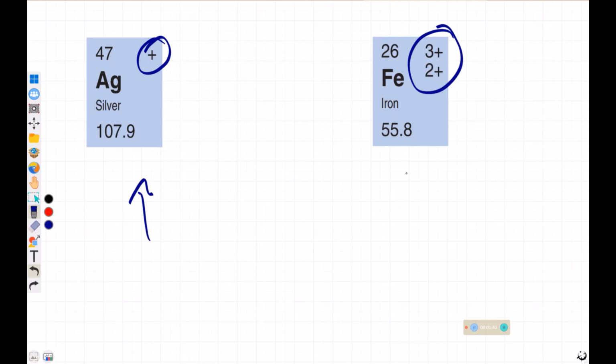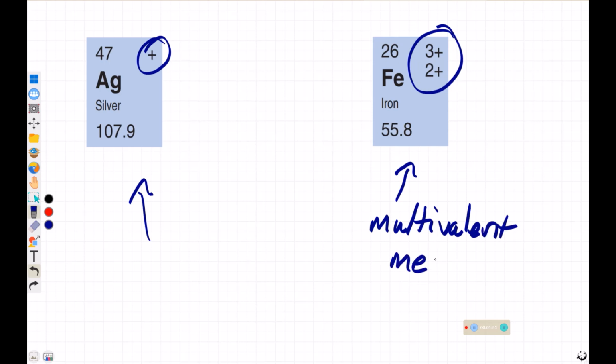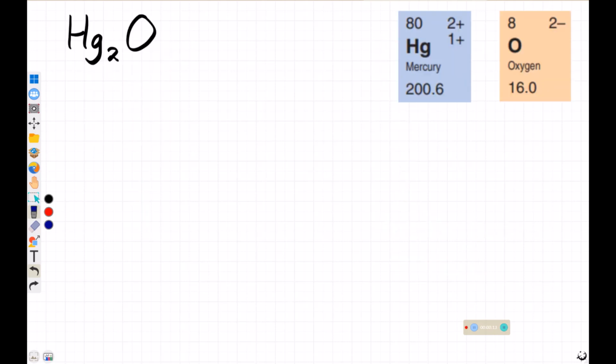we need to take. These metals with multiple charges are known as multivalent metals, and there are quite a few of them. You'll see a number of them roughly about the middle of your periodic table. When we are working with metals with multiple charges, when we name them, we have to identify which of these charges we are going to be using. All right, let's do an example.